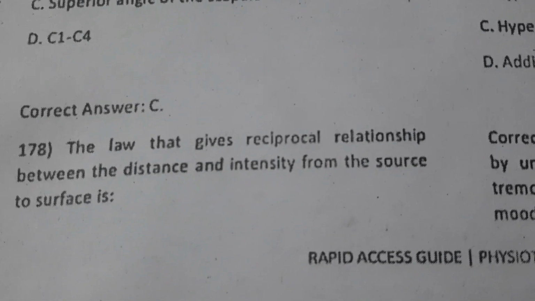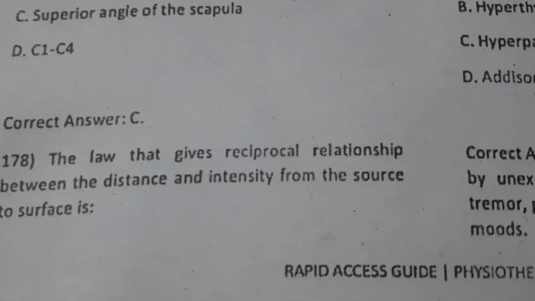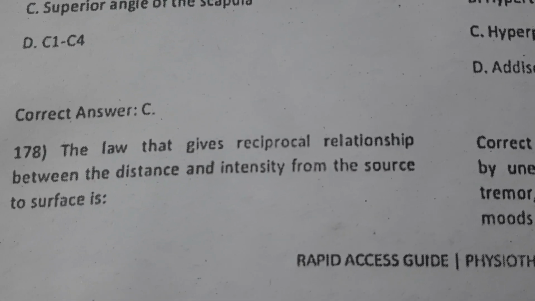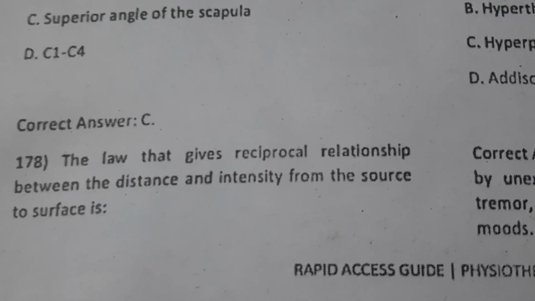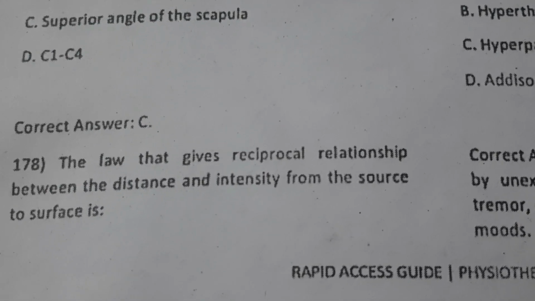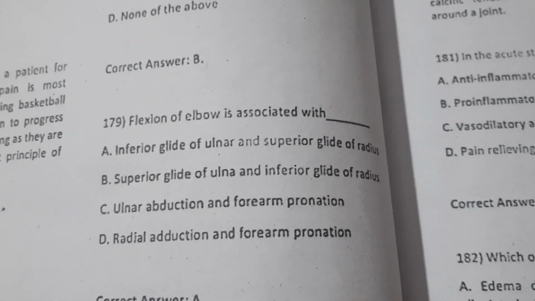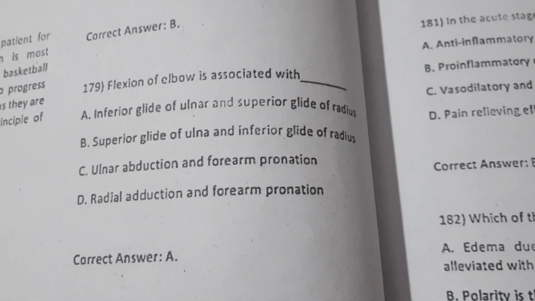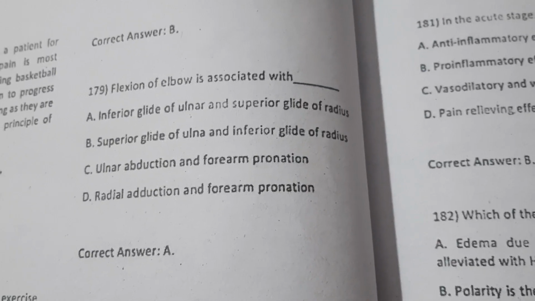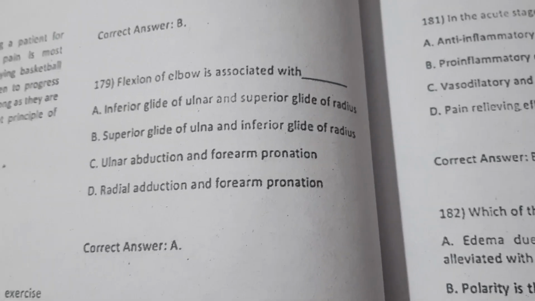MCQs 178: the law that gives the reciprocal relationship between the distance and intensity from the source to the surface is the inverse square law. Option B would be the right answer. MCQs 179: flexion of elbow is associated with inferior glide of ulna and superior glide of radius. Option A would be the right answer.